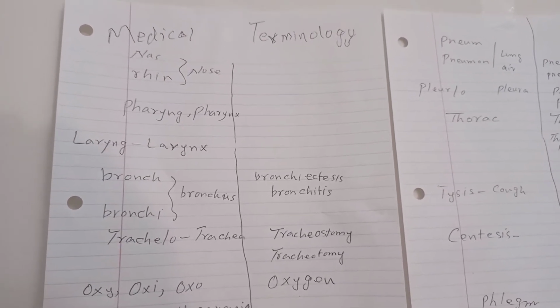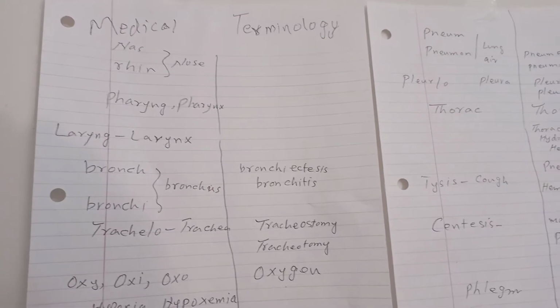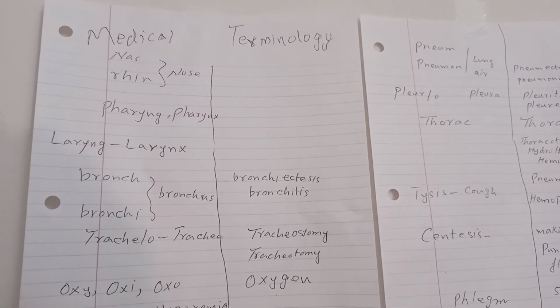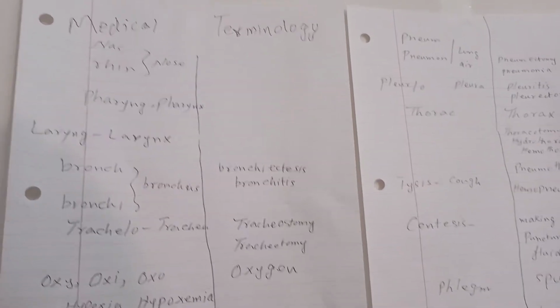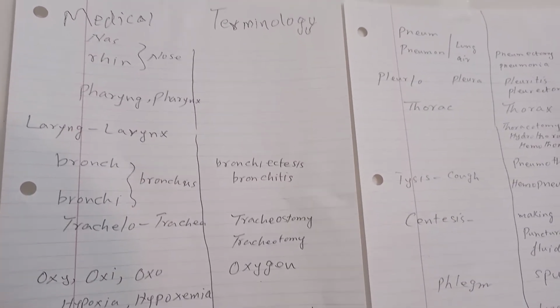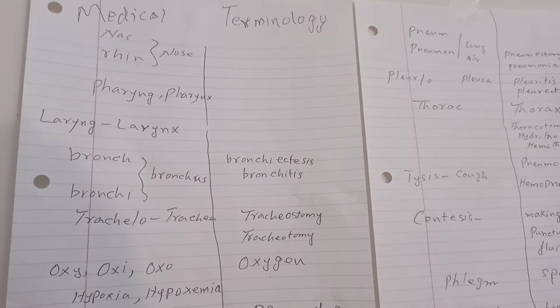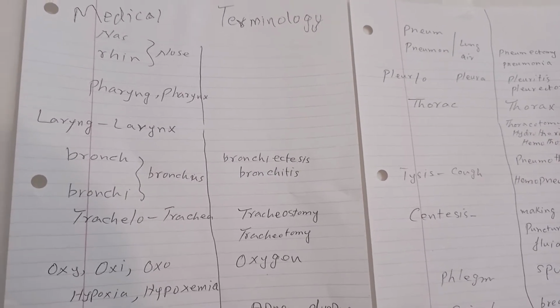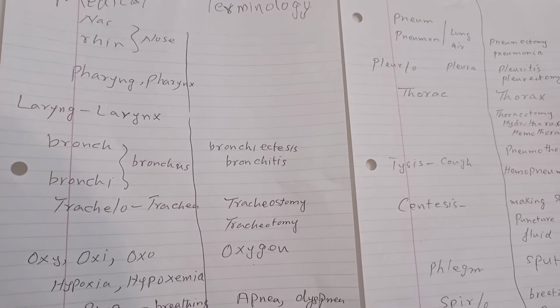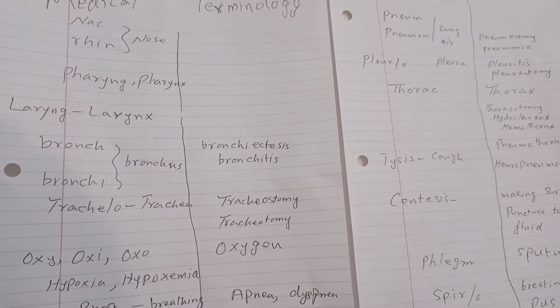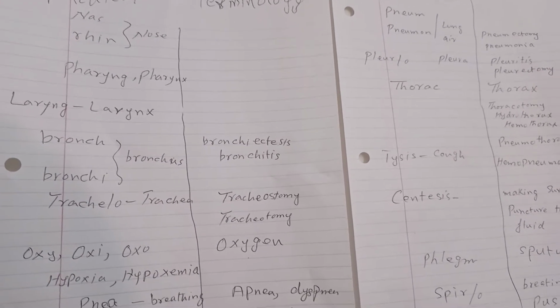Today I am discussing medical terminology about the respiratory system, and I start with different words. First two words are nas and rhin. Both mean nose. From nas you can make nasal drops, nasal septum, and for rhin the words are rhinorrhea, rapid fluid flow from the nose, and rhinorrhagia, blood flow from the nose.